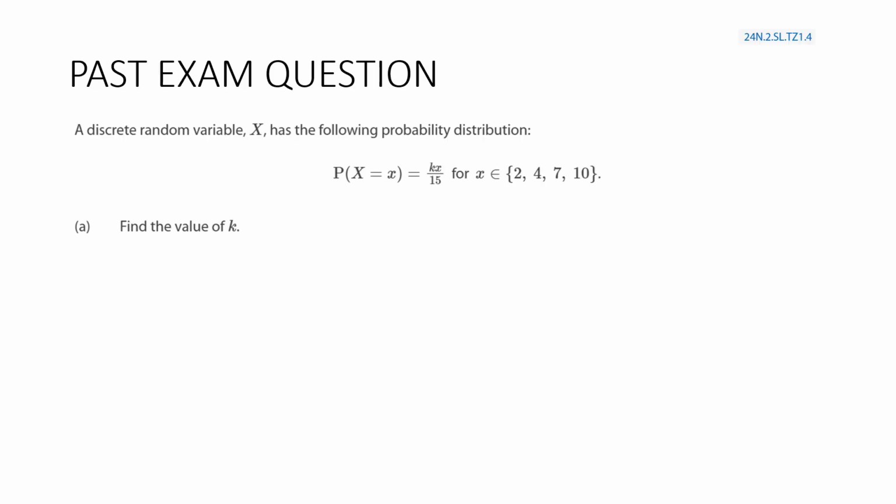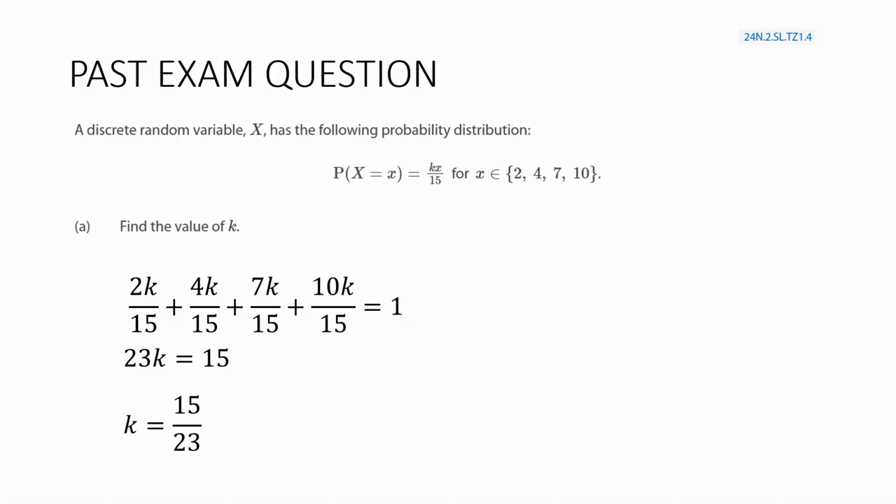It's a past exam question. A discrete random variable X has the following probability distribution. Find the value of k. So we know that all of these probabilities added up have to equal 1, and X is either going to equal 2, 4, 7, and 10. So we're going to substitute each of those in and then make up an equation like this. So adding those numerators and moving the 15 over here, k is equal to 15 on 23.